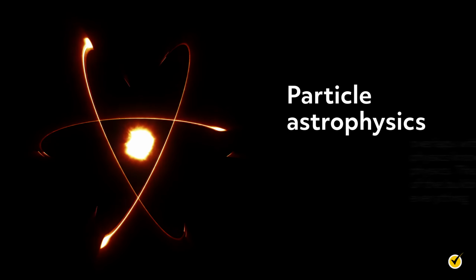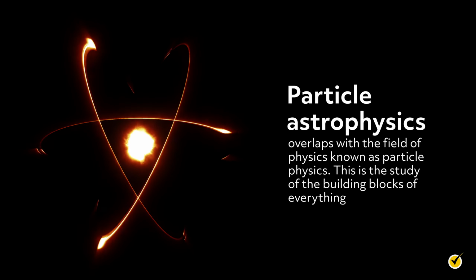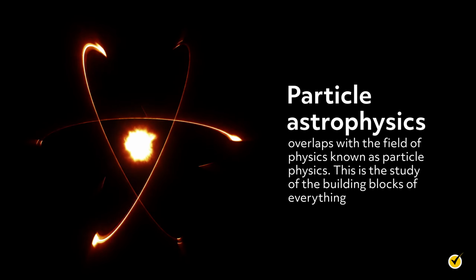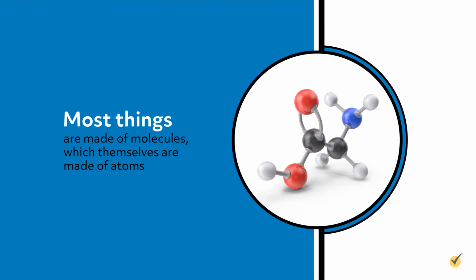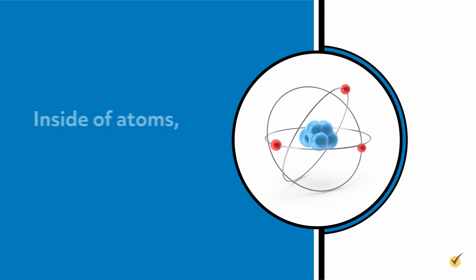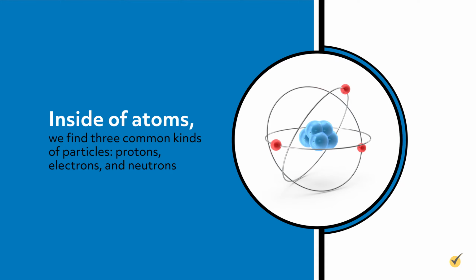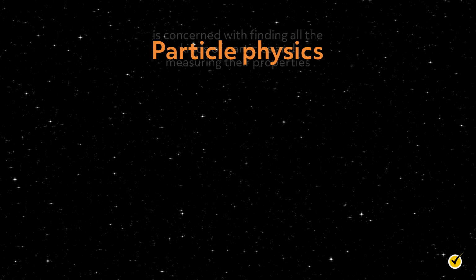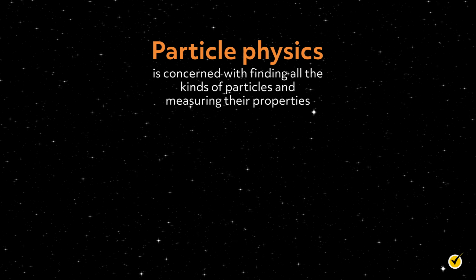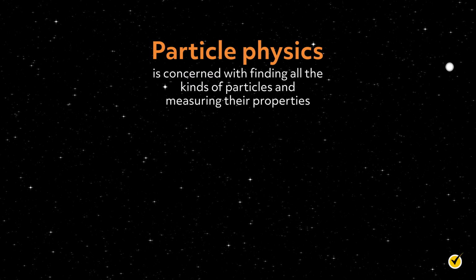Particle astrophysics overlaps with the field of physics known as particle physics. This is the study of the building blocks of everything. Most things are made of molecules, which themselves are made of atoms. Inside of atoms, we find three common kinds of particles: protons, electrons, and neutrons. There are other particles around us as well, many of which are less common. Particle physics is concerned with finding all the kinds of particles and measuring their properties.